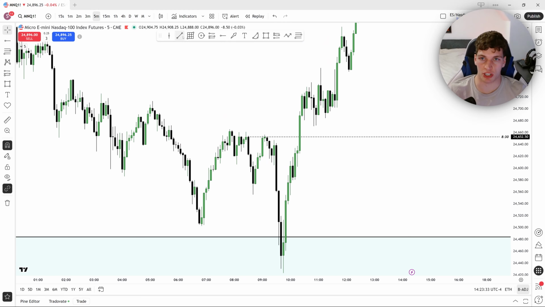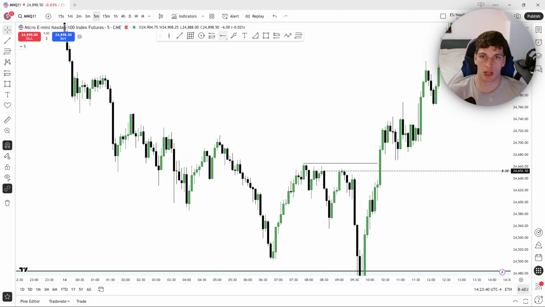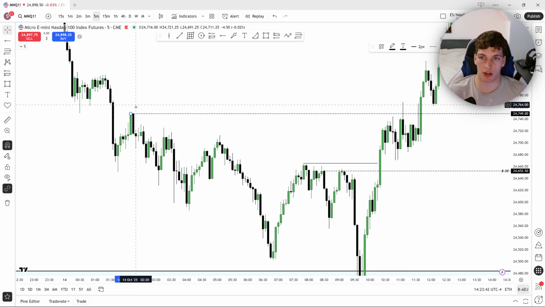We had equal highs here. So we had these as the target. You can see multiple equal highs. And then we also had the London range high here.